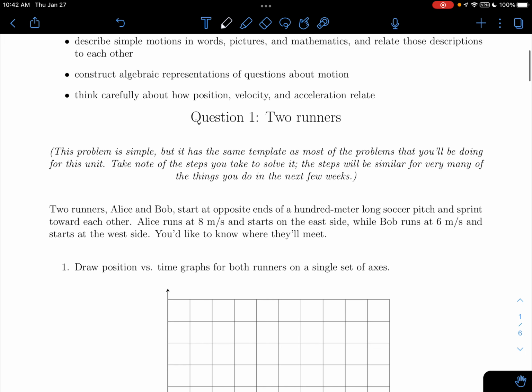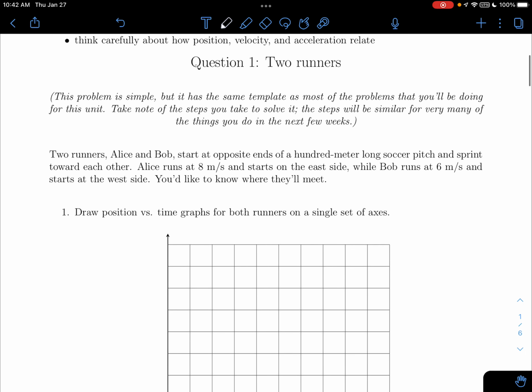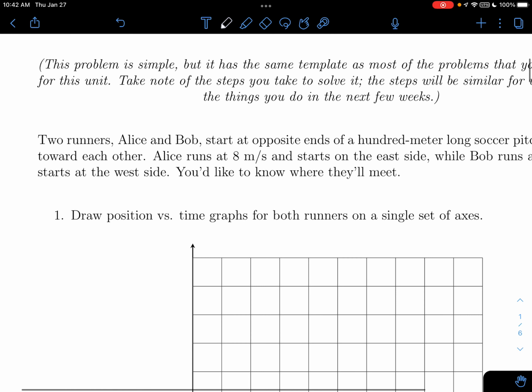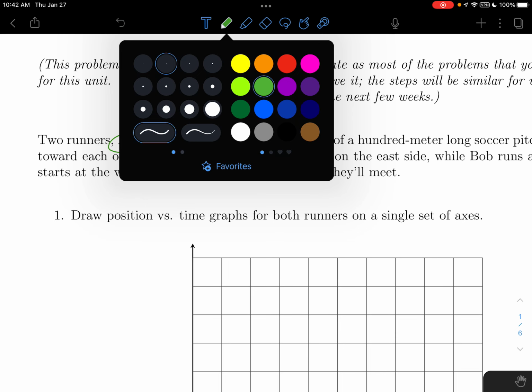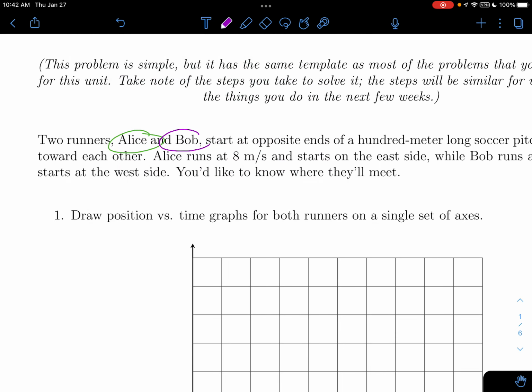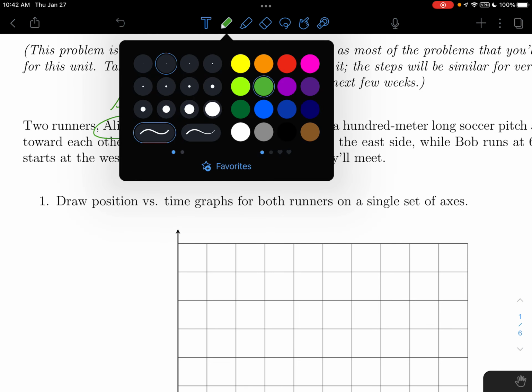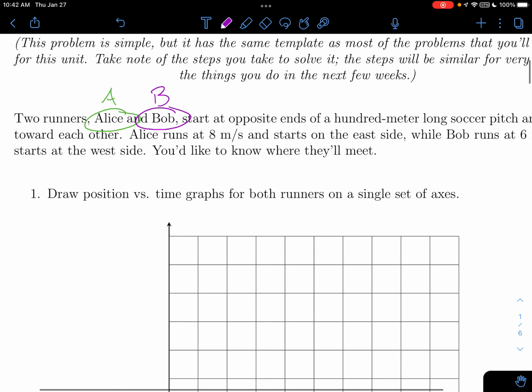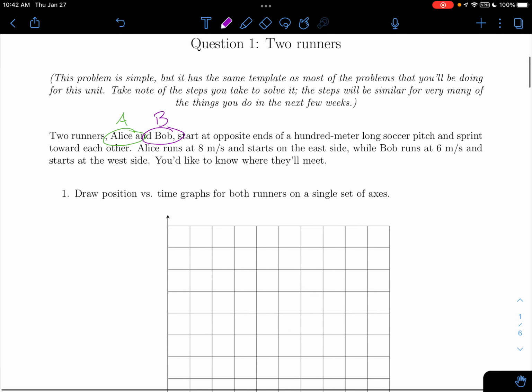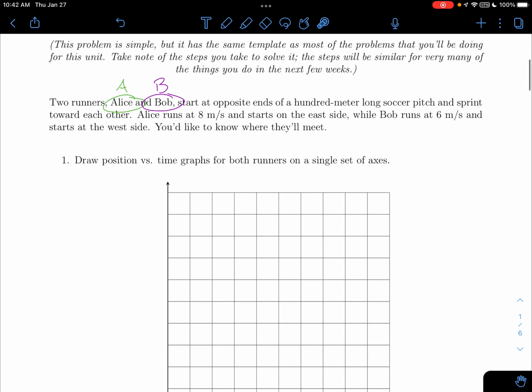Alright, so for question one, we're looking at two runners. We have Alice. I'm going to use green for Alice, and we'll use purple for Bob. We can abbreviate with A and B. They start at opposite ends of a 100-meter long soccer pitch, and then they start running towards each other. Alice runs 8 meters per second starting on the east. Bob runs 6 meters per second starting on the west, and now we're trying to find out where they meet.